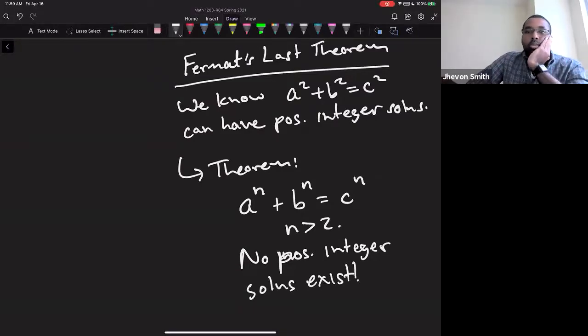If you say a cubed plus b cubed equals c cubed, can I find three positive integers where that's true? You can't. You just can't, right? A to the fourth plus b to the fourth equals c to the fourth. Can I find three positive integers where that's true? You can't, it's impossible, right? That was Fermat's last theorem.